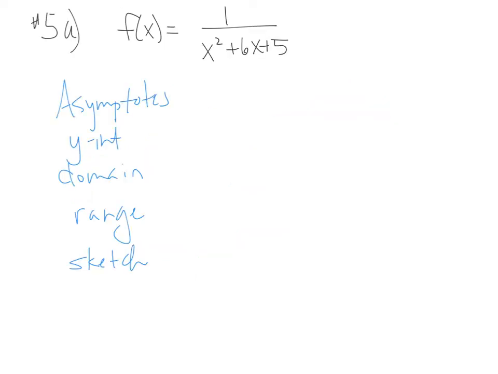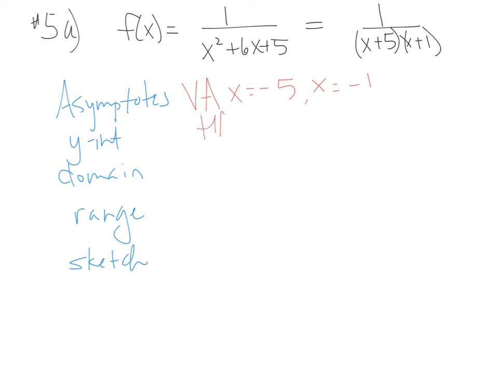To find the asymptotes, I need to factor the bottom. Now that I factor the bottom, I can state the asymptotes. So we have vertical asymptotes at x equals negative 5 and x equals negative 1. Our horizontal asymptote, we have to consider what happens as x gets very large. As x gets very large in this particular equation, the bottom gets very large, so we end up with y going to 0. So y equals 0 is the horizontal asymptote.